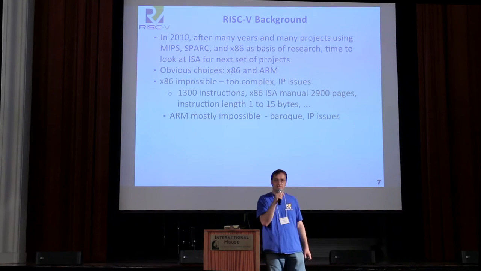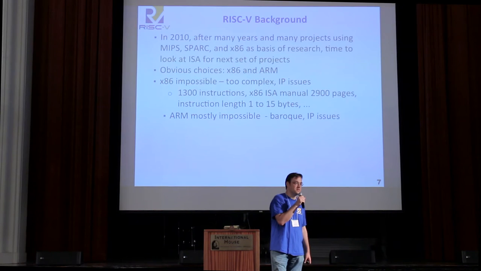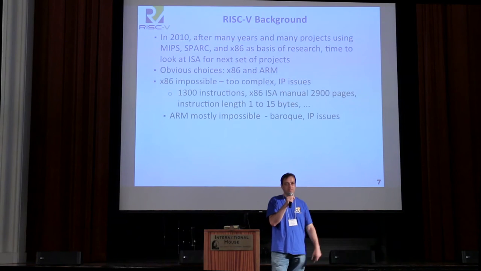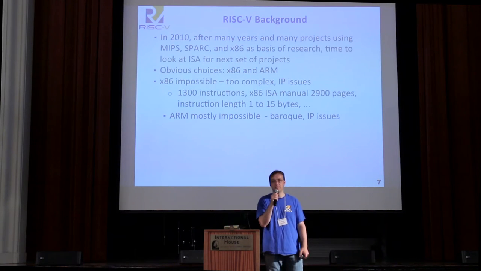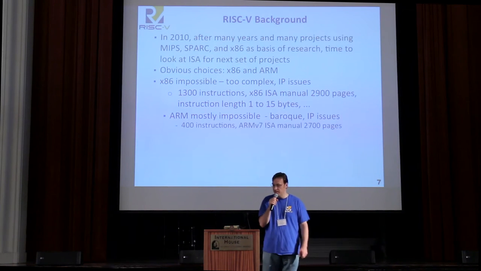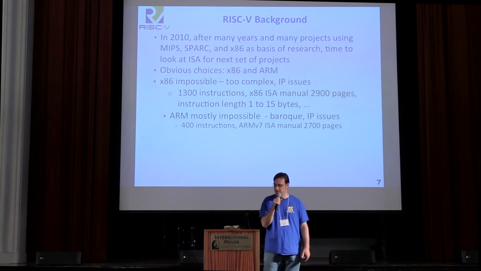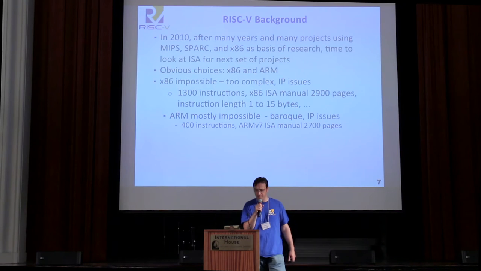ARM V7, at the time we were doing this, since V8 hadn't been released, is very complicated and baroque. I don't know what they were thinking. And there are, in some ways, even worse IP issues around the ARM ecosystem. The ARM V7 manual itself is around 2,700 pages. So that's the big barrier to entry, 400 instructions, right?